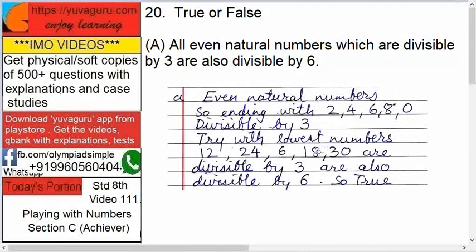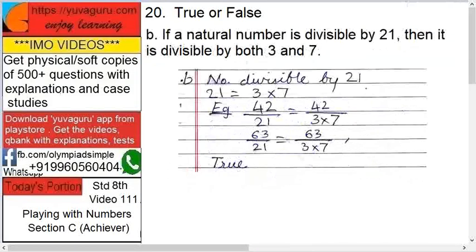6, 18, 30 are divisible by 3 and are also divisible by 6. So the answer is true. You can check any number which fits this criteria. So it will be definitely divisible by 6 also.